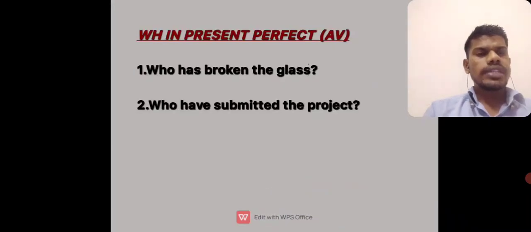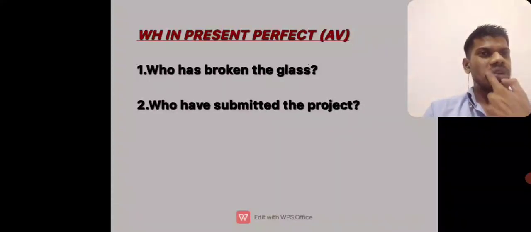Let us see two sentences that I have given as examples here. WH in present perfect active voice. This is the structure. This is the question for present perfect. Who has broken the glass? The second one is, who have submitted the project? So in the first one we are talking about glass, singular, so I have used only has. In the second sentence, the subject is plural, so we are using have.